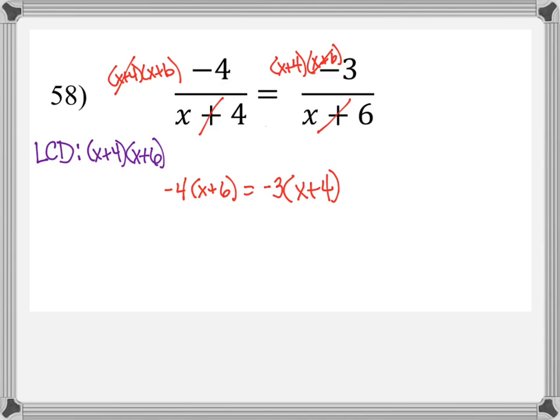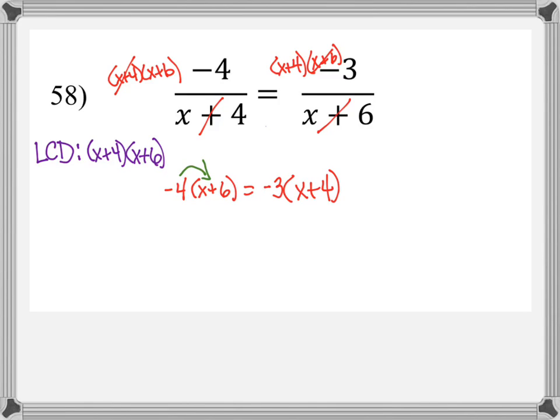We would have gotten the same thing if we had cross-multiplied and set both sides equal, because this is a proportion. So that would have been an alternate way that you could have solved this problem. Right now, we will continue by distributing.